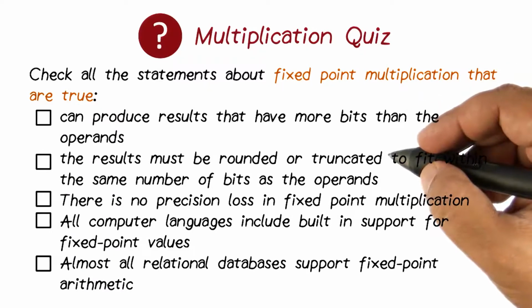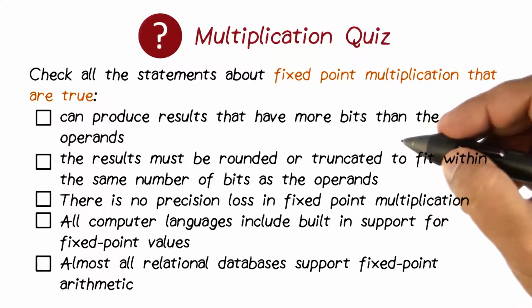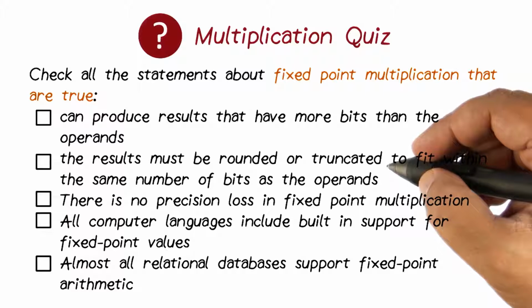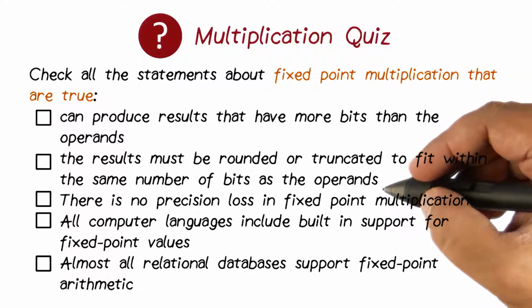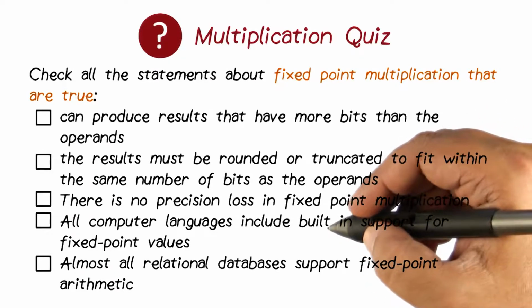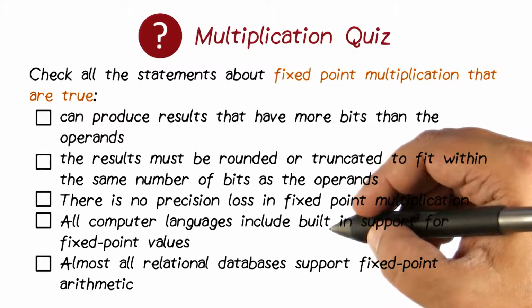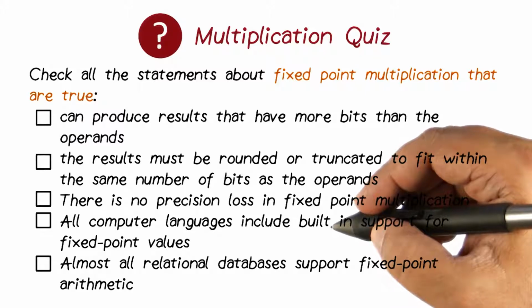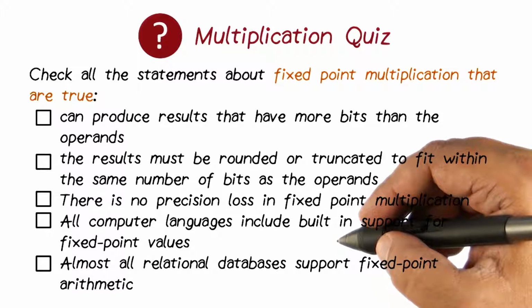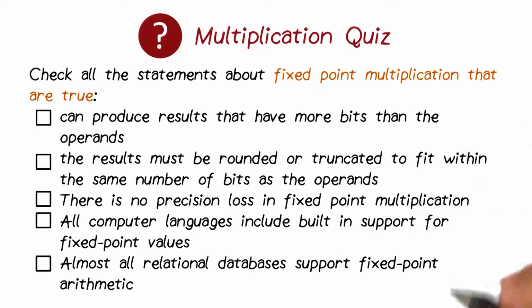The second statement is, the results must be rounded or truncated to fit within the same number of bits as the operands. Third statement is, there is no loss of precision in the fixed point multiplication. Fourth statement is, all computer languages include built-in support for fixed-point values. And the last statement is, almost all relational databases support fixed-point arithmetic. As you can see here, the last two statements are about how prevalent or general is fixed-point computation? Please go ahead and write your answers now.